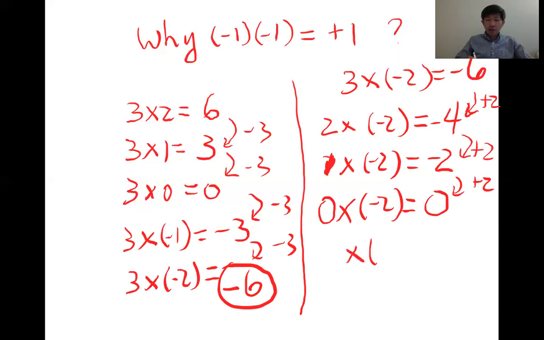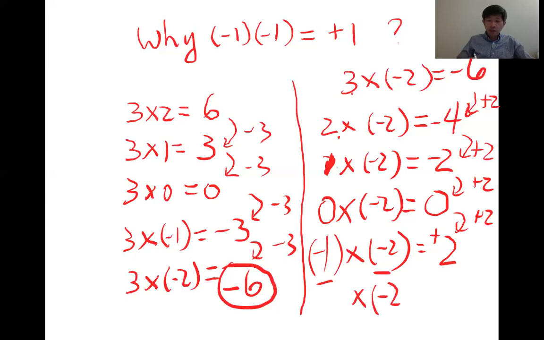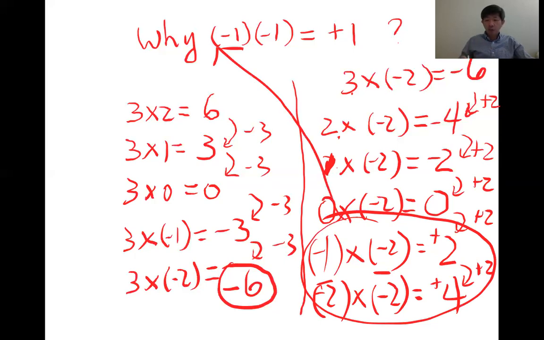All right, now we have 3, 2, 1, and 0, and the next one will be negative 1. So now we have negative 1 times negative 2, a negative times a negative, which is equal to positive 2. Did you see the pattern? Because we increased by 2. So for another one, negative 2 times negative 2, therefore, is positive 4, because it increases by 2 again, right? So this is the pattern model. The pattern model is a very simple and easy way to explain why a negative times a negative equals a positive, okay?